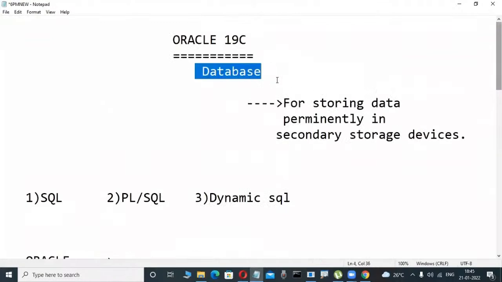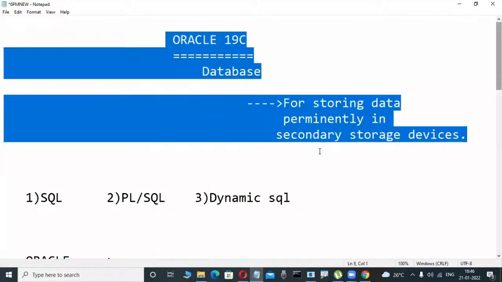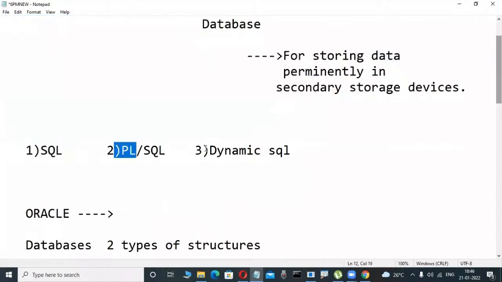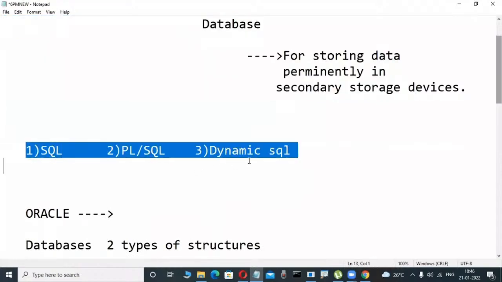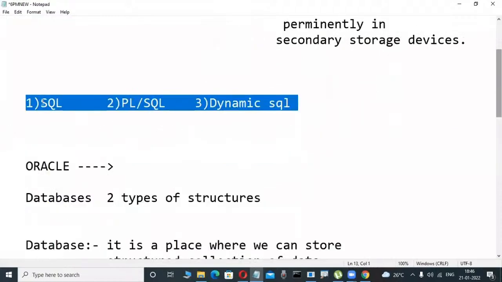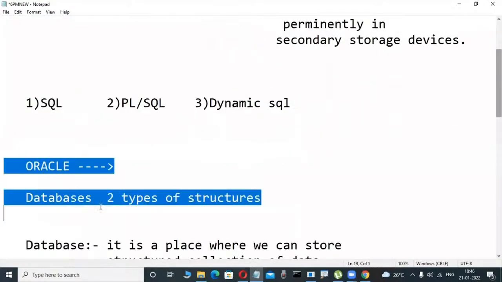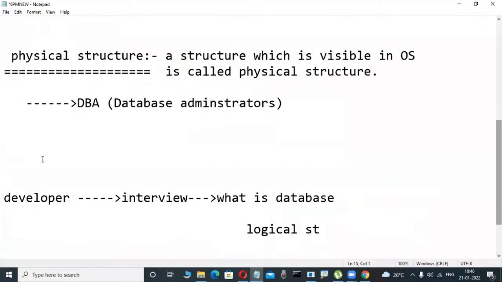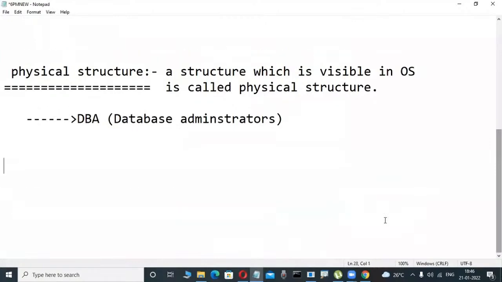What is the purpose of databases? Not only storing data permanently, but also retrieving and fetching data efficiently from some place. If you want to operate this Oracle software, we use SQL, PL/SQL, and dynamic SQL languages. In any Oracle course, these three things are taught. That is a very small thing I'm telling. Okay, fine. Now check it out. Observe it here.